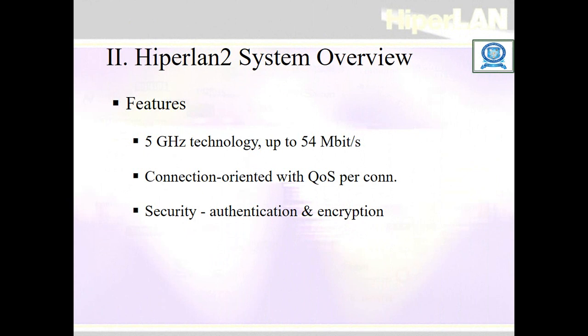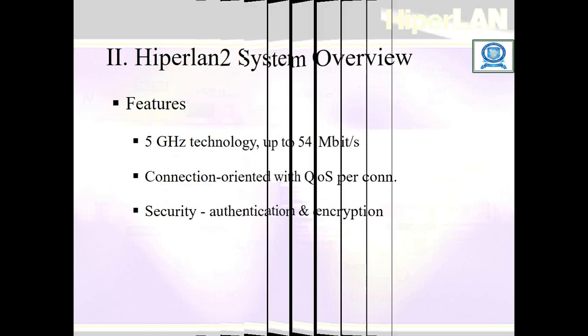Then we look at the HIPERLAN 2 system overview. The features are that it uses 5 GHz technology with up to 54 megabits per second data transfer rate, and it is connection oriented with quality of service. Security, authentication and encryption are done in HIPERLAN 2.